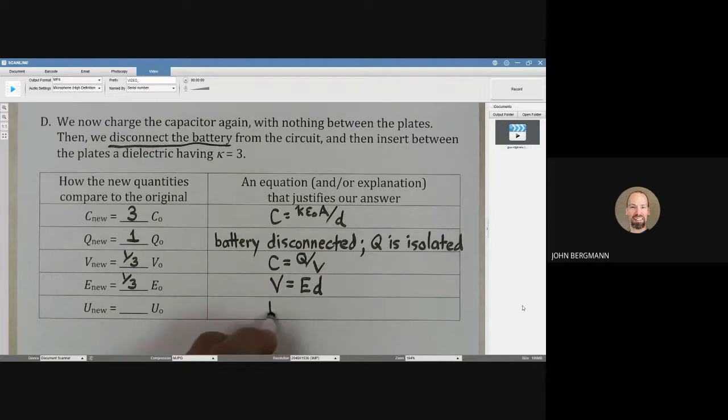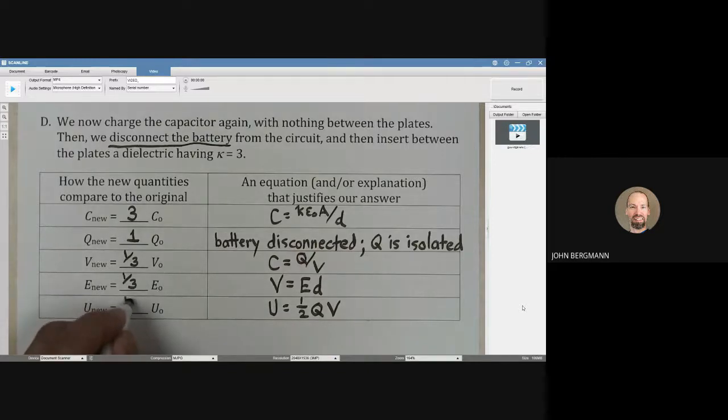And lastly, again, you can use any equation you want here for energy. I like to use that one. The charge has stayed the same. The voltage is 1/3 of what it was. That means that the energy is also 1/3 of what it was.